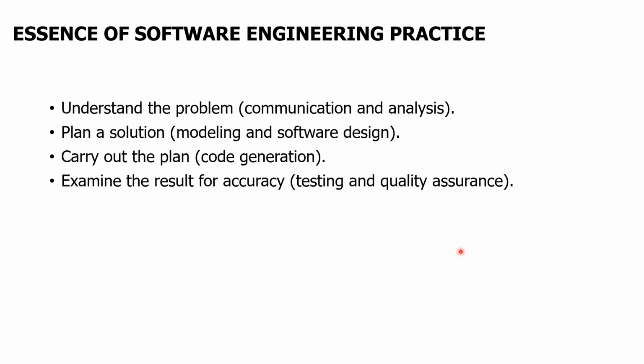The third one is that we have to carry out the plan, which comes under code generation. And finally, we have to examine the result for accuracy. So this is testing and quality assurance. Finally, we should examine whether the product is working right or not, whether it satisfies the quality constraints, like throughput and performance. All those things are there in examining the result for accuracy.